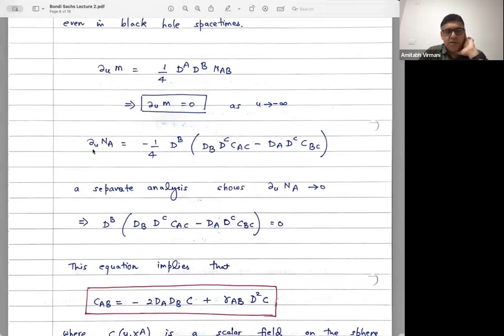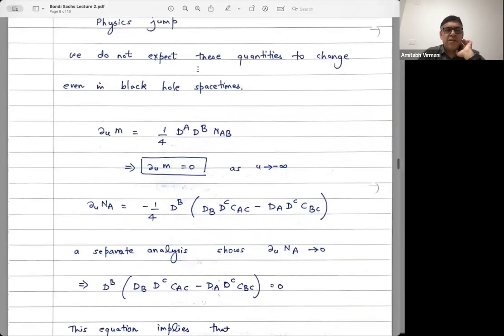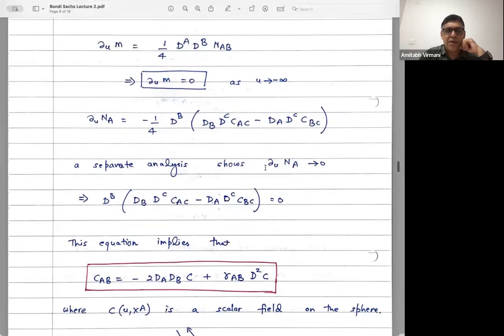So another example is this. I said that the u derivative of the angular momentum aspect is given by this function. Now, if one does the analysis for Christodoulou-Klainerman spacetimes, and assuming this physics jump, then a separate analysis shows that del u of N_A also goes to 0. Okay, this argument is different from this argument, but a separate argument shows that like del u m goes to 0, del u of N_A also goes to 0. That is to say the angular momentum aspect becomes constant in u as you approach u equal to minus infinity.